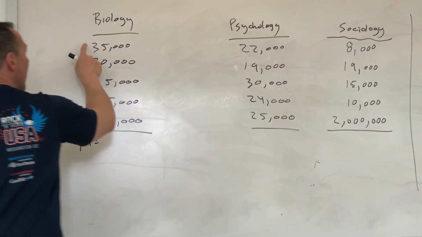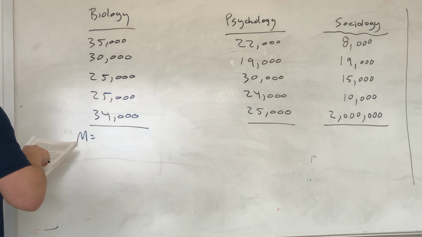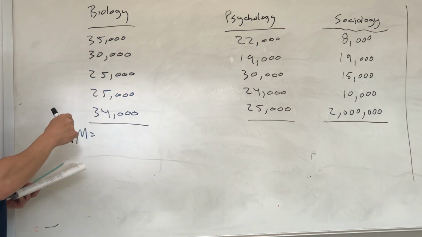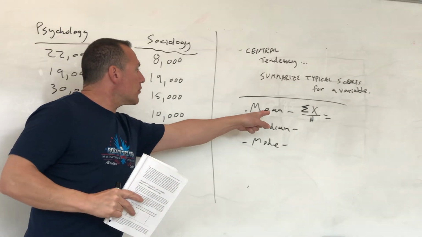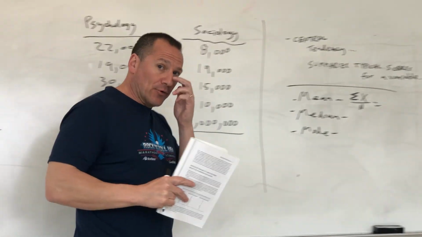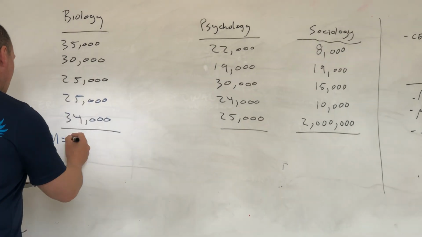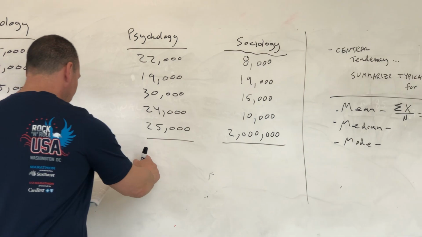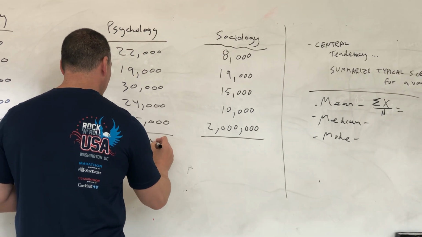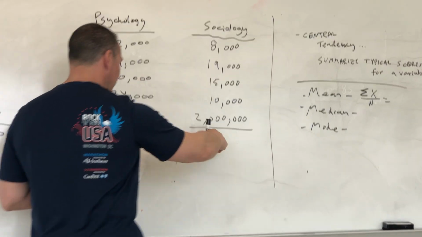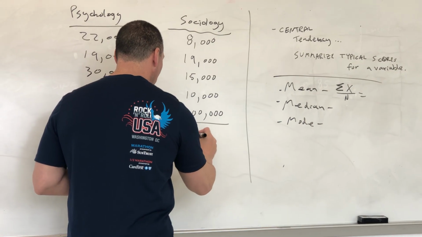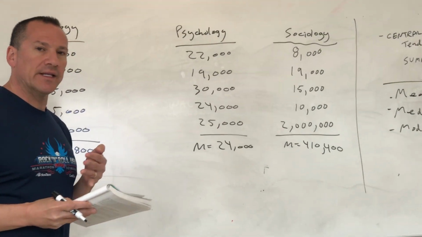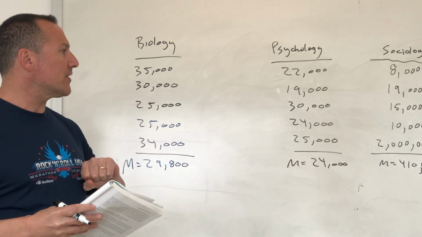in this particular case, we're gonna add up all these scores. And once we get that sum, we're gonna divide that sum by 5. So we're adding up all the scores, all 5 of them, and we're dividing by 5, the number of scores. This is just how we compute the average. So the average here is 29,800. The average over here, or the mean here, is 24,000. And the mean for sociology is 410,400.